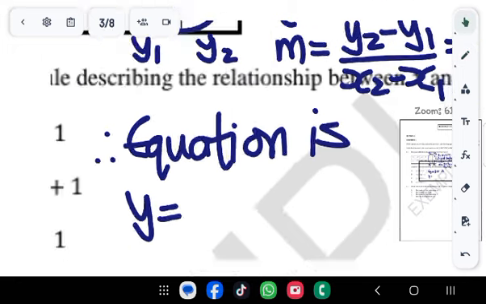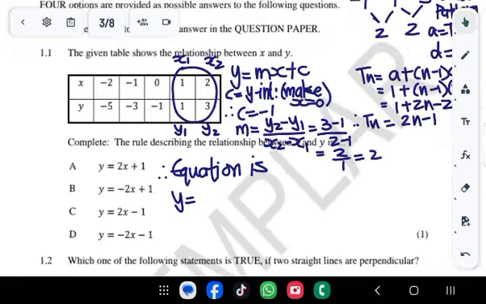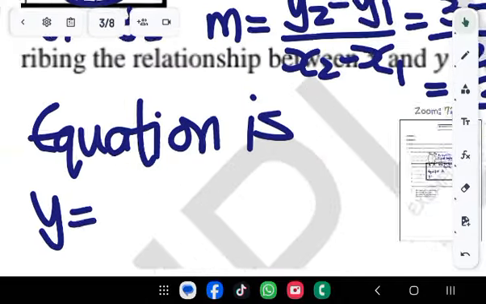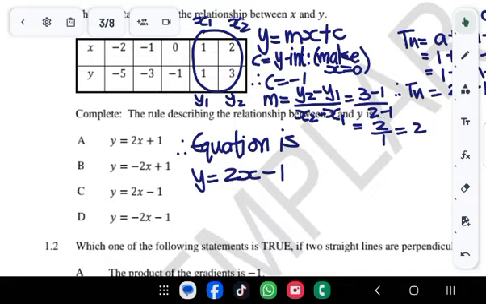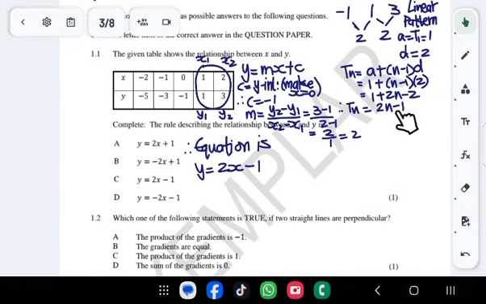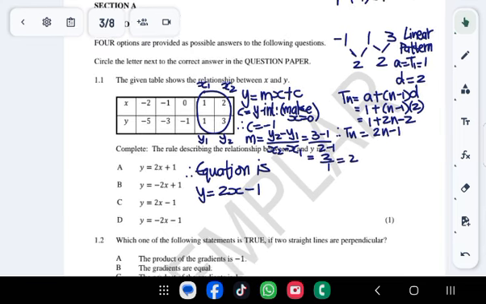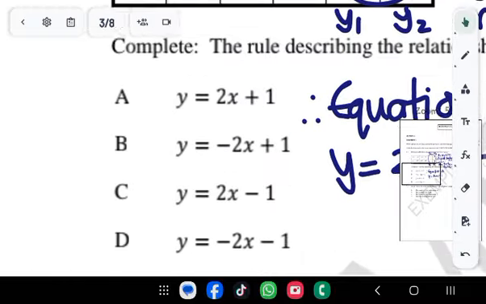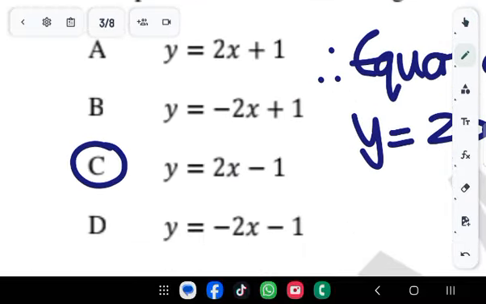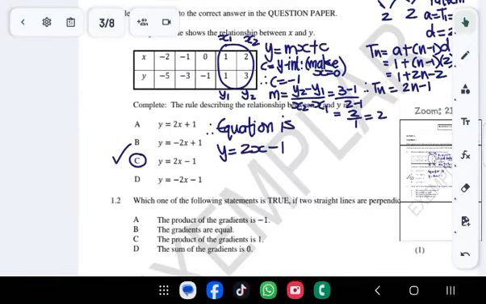y equals m, which is 2, so that will be y equals 2x plus c, and c is minus 1, so that will be 2x minus 1, which is very similar to the answer that we got for the general term when we used the number pattern method. So the answer is 2x minus 1, and that is C, which is the correct answer.